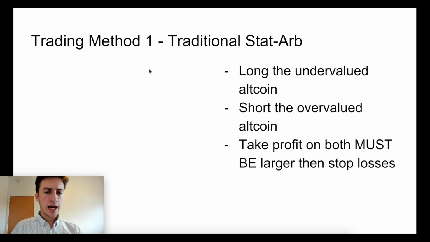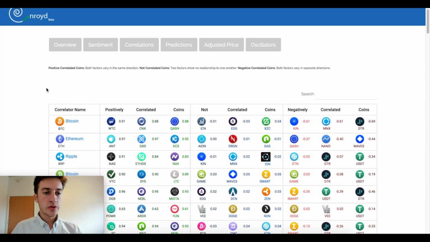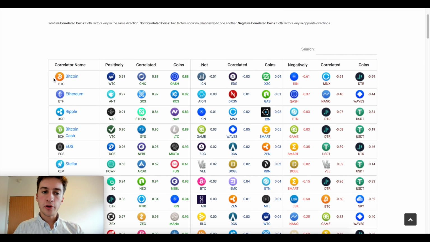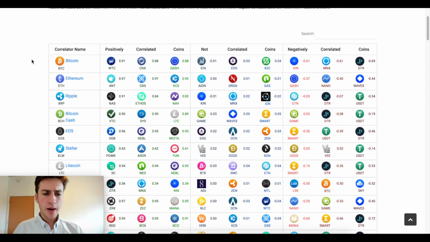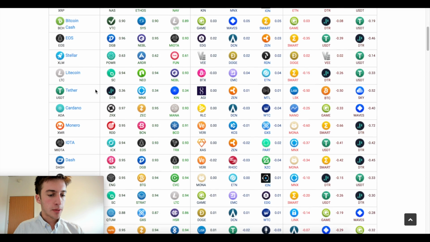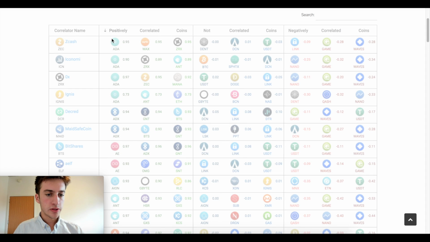So let's first take a look at the tool that I like to use to try to find highly correlated altcoins. So this site is enroid.com, and I'm on the correlations tab. What I'm looking for here are two positively correlated coins, but I don't want to use two coins that have very different market caps. So I'm not really interested in looking at the relationship between such as Bitcoin and WTC. Bitcoin has a vastly greater market cap than WTC. What I'm more interested in is, if I can sort through this, finding the highly correlated coins.